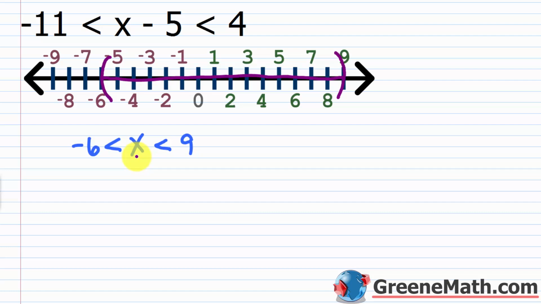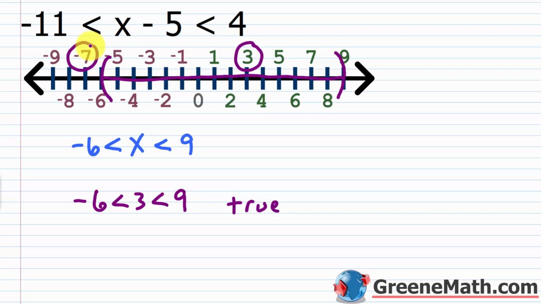Let's grab one. Let's say we chose 3 as an example. So we would have -6 is less than 3, which is less than 9. Is that a true statement? Is 3 greater than -6? Yes. Is 3 less than 9? Yes. So this is true. Both parts have to be true. If I grab something outside of the shaded area, let's say I grabbed -7 as an example, what's going to happen is it'll be true in one scenario but false in the other, and so it's false for the 3-part inequality.